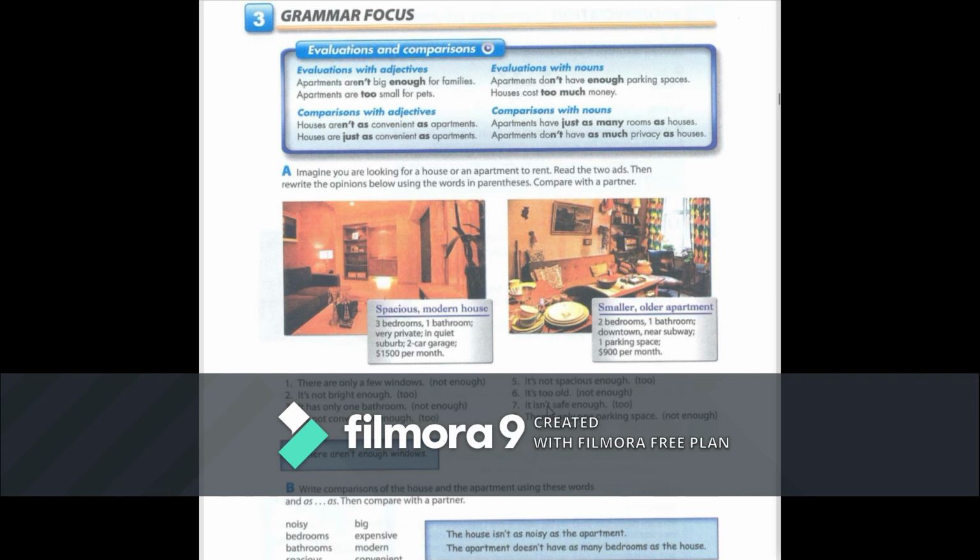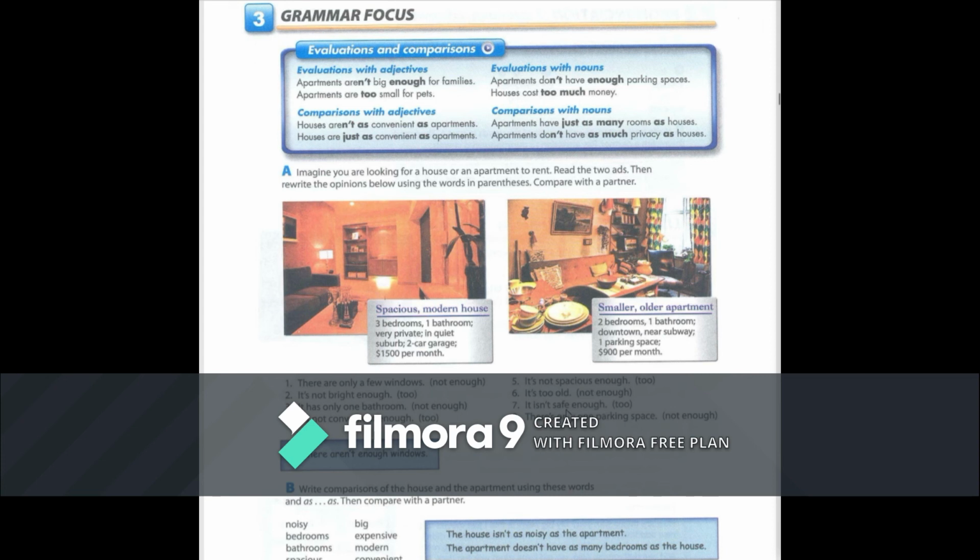Number 6, it's too old. I'm gonna put instead not enough in a sentence. So I'm gonna say it's not modern enough, or I could say it's not new enough. It's not new enough because the opposite of old is gonna be modern or new. Okay, so I'm gonna put it in a sentence with both words.